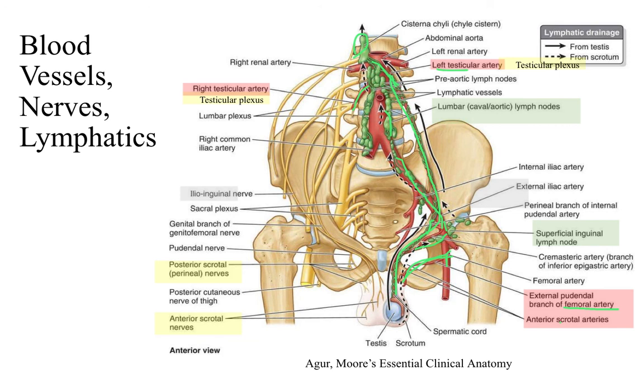And as far as nervous innervation goes, you have the testicular plexus on the right and the left. That's generally going to follow along with the testicular arteries. You have your posterior scrotal nerves, also known as posterior perineal nerves, as well as anterior scrotal nerves. And notice that those are coming from sacral regions of the spinal cord.